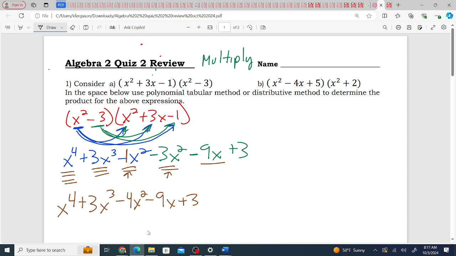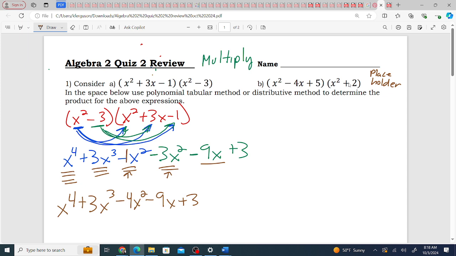Now that's distributive. Now see, if I wanted to use the box method, or the tabular method, I have to realize something, that I'm going to have to use a placeholder. Because if I look at this first expression, I've got x to the second power, x to the first power, then no x's. That follows standard form. But if I look at the second expression, I got x to the second power, then a plus 2, no x's. It's missing something.